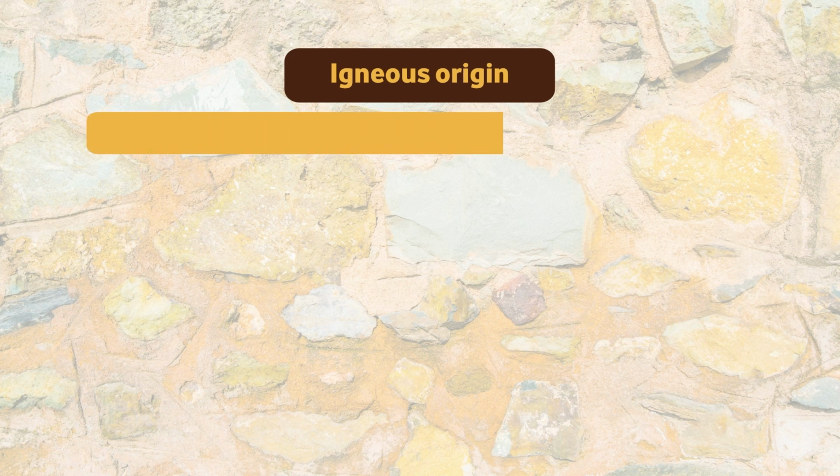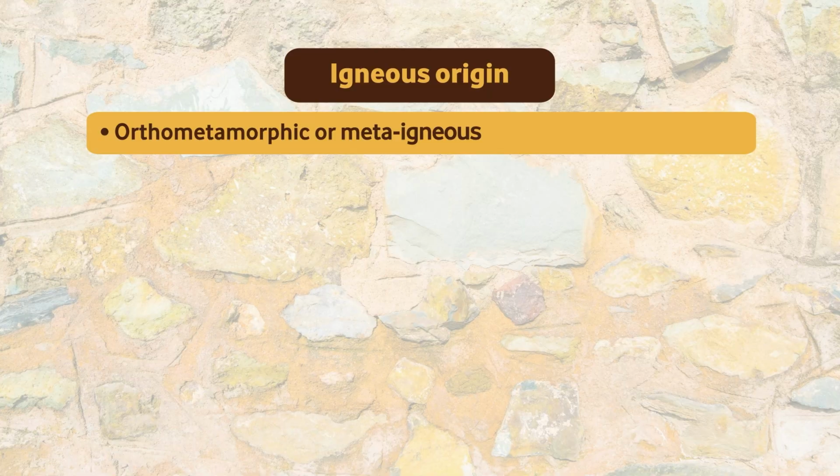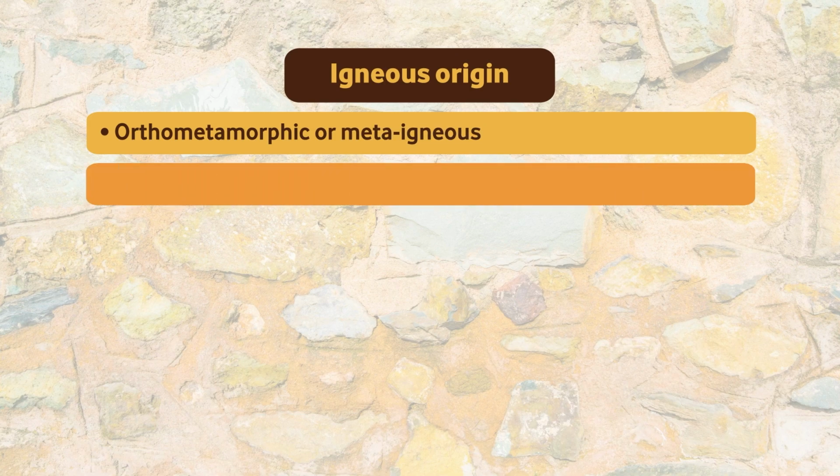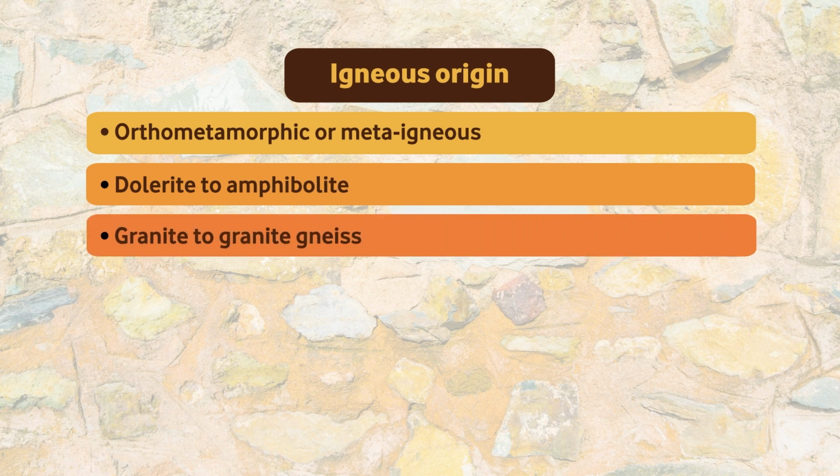We can have metamorphic rocks originating from igneous rocks. Those kinds of metamorphic rocks can be addressed as either meta-igneous rocks or orthometamorphic rocks. Common examples which we tend to see in nature are the conversion of dolerite to amphibolite. Dolerite is a plutonic igneous rock consisting of clinopyroxene and plagioclases mostly, which upon metamorphism will convert to an amphibolite. Then we have granite, which usually consists of potash feldspar, plagioclase feldspar and quartz, and this upon metamorphism will be converted to granite gneiss.